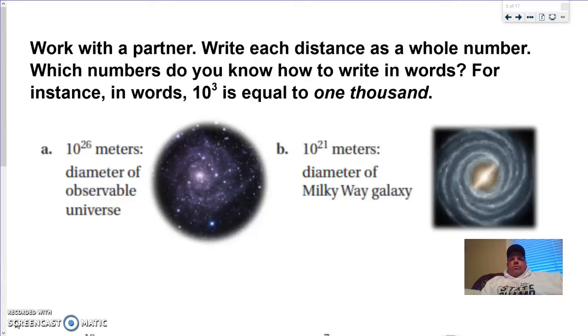Please pause the video, allow students to see if they can work on these 6 problems. Our first answer, 10 to the 26th meters, diameter of the observable universe, is actually a 1 with 26 zeros. And looking that up, I know that 10 to the 26th is called 100 septillion. Our second one is 10 to the 21st meters, diameter of the Milky Way galaxy. We know that that is a 1 and 21 zeros. Looking that up, we have 1 sextillion.